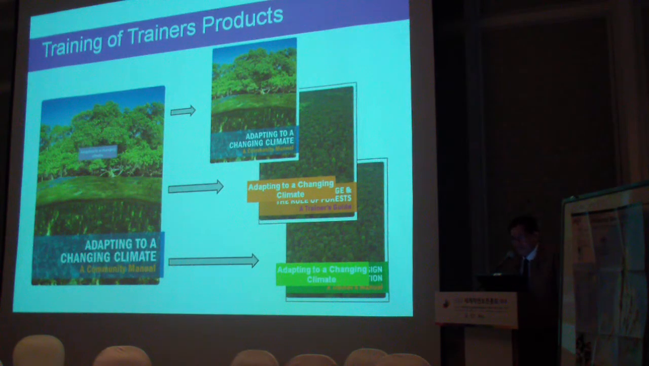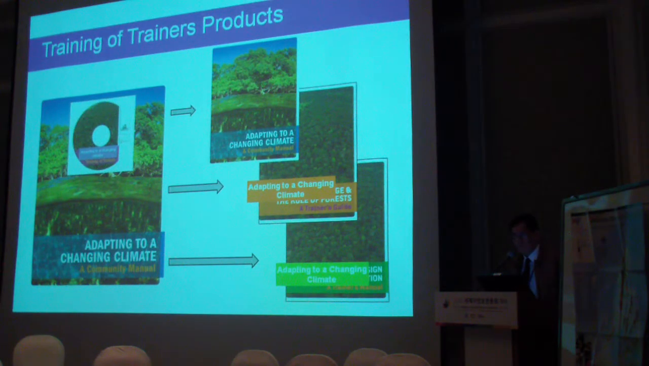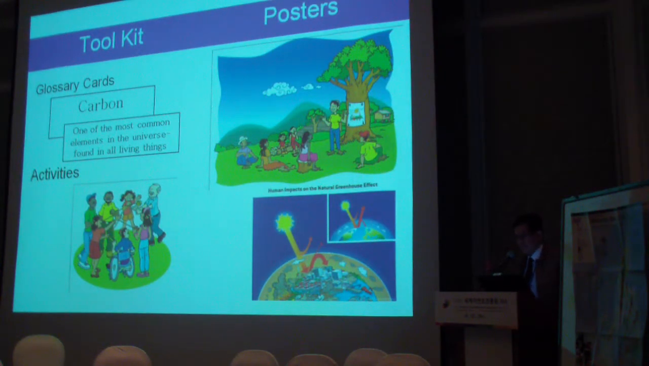So this is the sample of the training toolkit. We're developing one, adapting to changing climate, a community manual. The community manual consists of a trainer's guide, if you could see there, and another trainer's guide for the facilitators. In fact, these are old pictures, old toolkits that we did for the REDD project, for the mitigation project. So this is still ongoing. The development is still ongoing, and hopefully within the end of this year we will be able to come up with the toolkit.